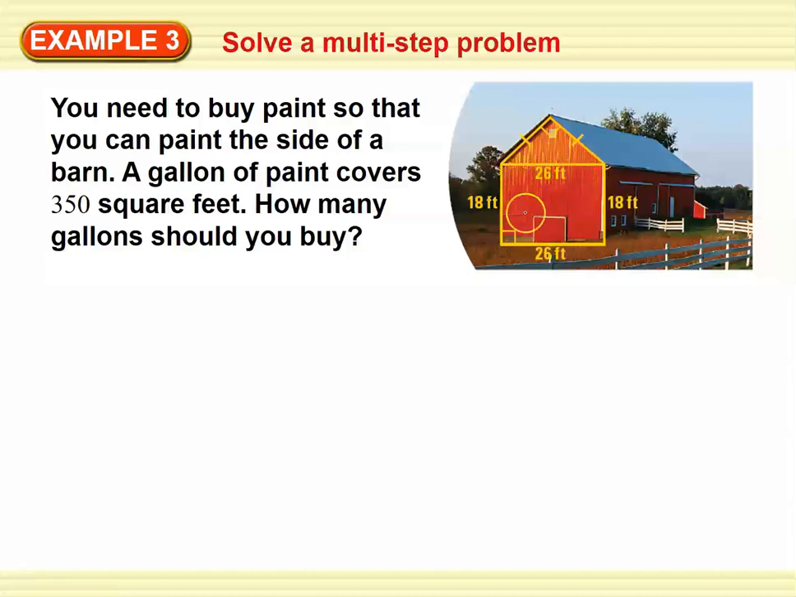And it's made up of two shapes. I've got this rectangle right here, and I've got this triangle up here. Okay. So one thing, first of all, is to find the area of that whole thing.